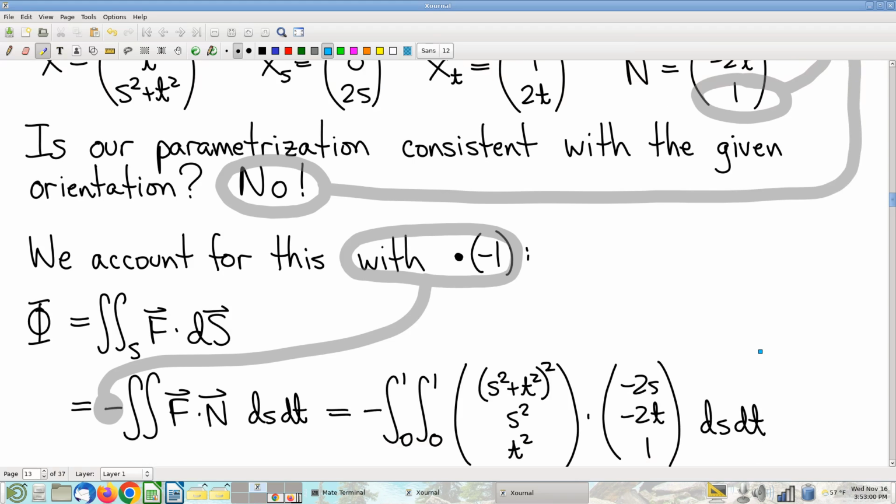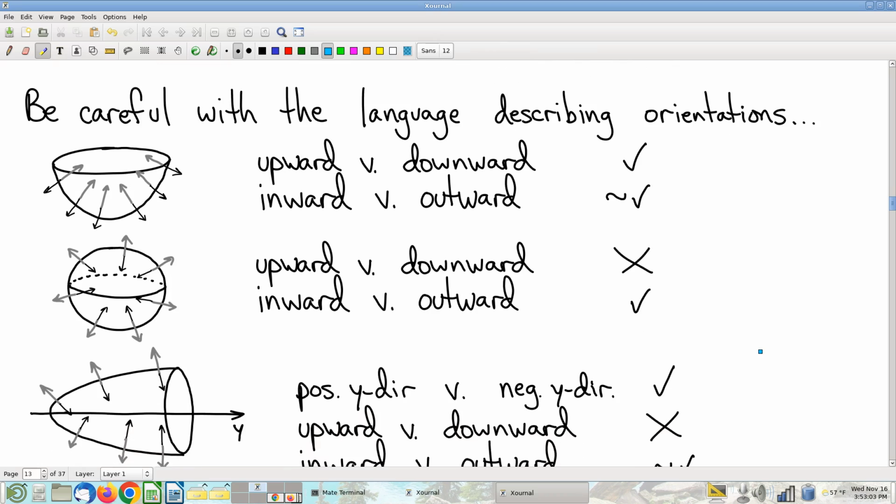Okay, so let's talk about language a little bit. This is unfortunate. The language describing orientations. I mean, if you want to get really nitty gritty about it, an orientation is an entire set of vectors, an entire collection of unit normal vectors defining, again, which way is what we call the positive direction through the surface.